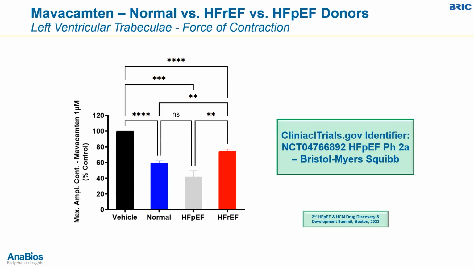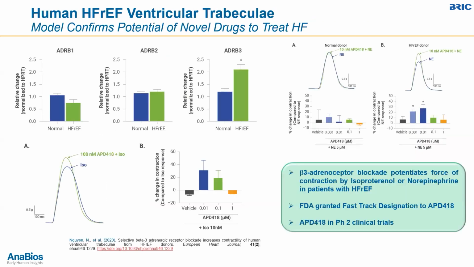And you can see here, it's not a surprise that BMS are now conducting phase 2A clinical trials with mavacamten to assess its potential to treat patients. And this clinical trial and the data we generated strongly suggest that mavacamten can be a good treatment for HFpEF patients. In addition to HFpEF, we can also use the tissue contractility model to support novel treatment for heart failure with reduced ejection fraction.